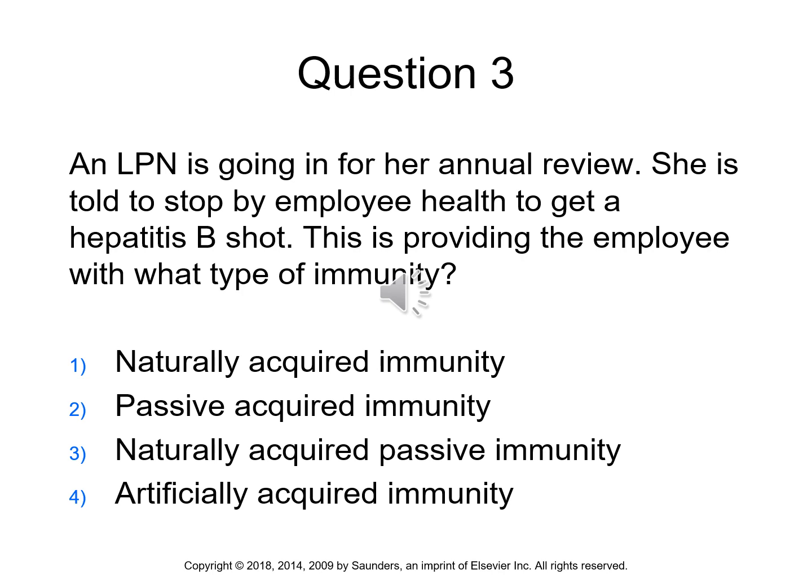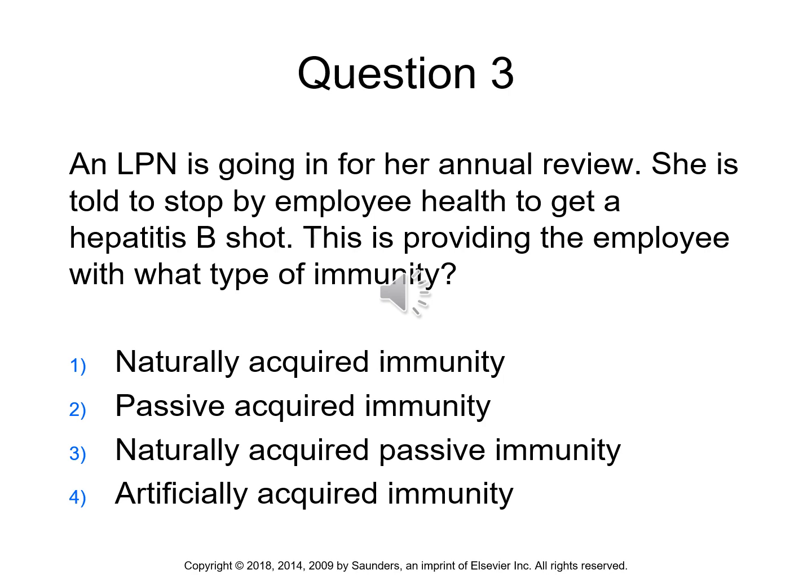Okay, an LPN is going in for her annual review. She is told to stop by Employee Health to get a hepatitis B shot. This is providing the employee with which type of immunity? Naturally acquired immunity, passive acquired immunity, naturally acquired passive immunity, artificially acquired immunity. The answer here is going to be number 4, artificially acquired immunity, because that's when you get the vaccine that contains the dead organisms.